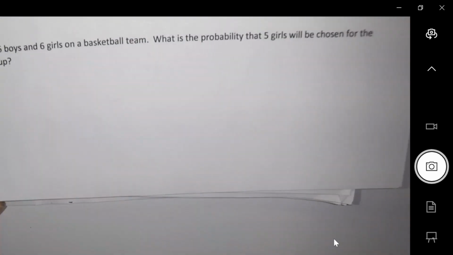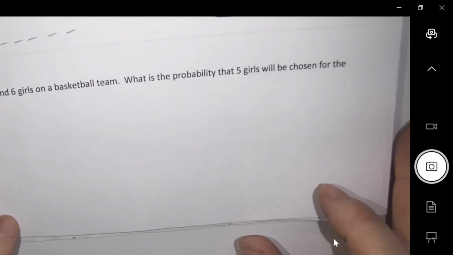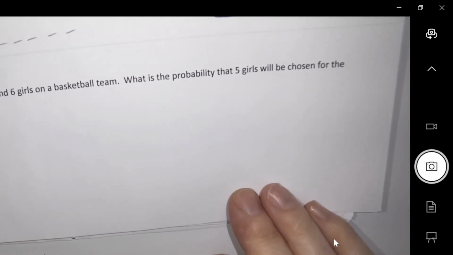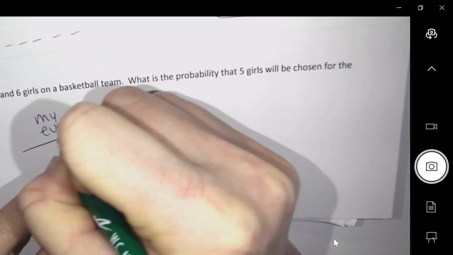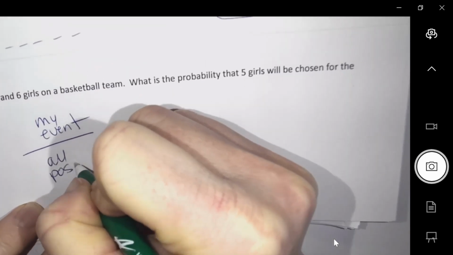Okay, number 8. We have 6 boys and 6 girls on a basketball team. What's the probability that 5 girls would be chosen to be in the starting lineup? So my event divided by all possible events.